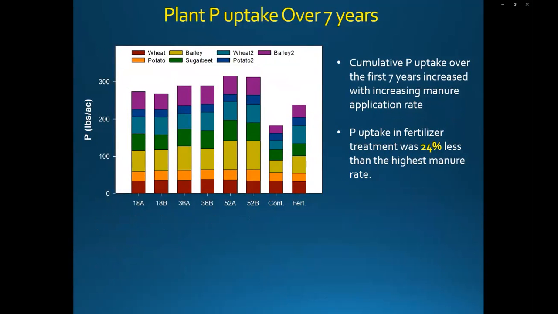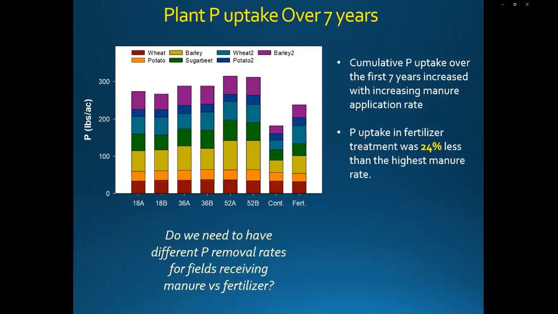If we look at plant P uptake over the 7 years, similar to nitrogen, the cumulative P uptake increased with increasing manure application rates. However, there was no difference between the annual versus the biennial treatments. And if we look at how much was removed with the fertilizer treatment compared to the highest manure treatment, the fertilizer was 24% less phosphorus removal than the highest manure application treatment. So again, it makes me question whether we need to have different P removal rates for fields that are receiving manure versus fertilizer in order to more accurately account for how much phosphorus is being removed.